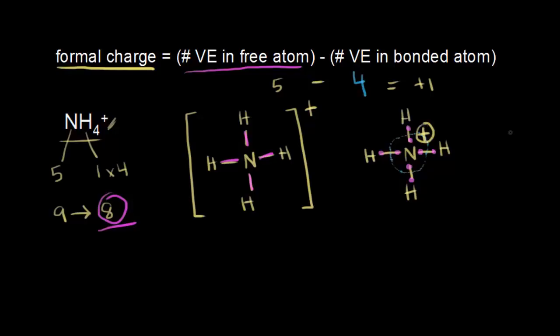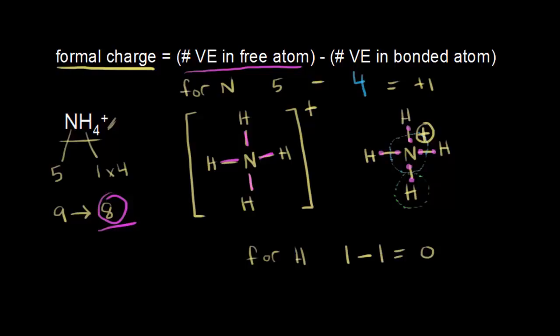Now let's do it for hydrogen here. Hydrogen's in group 1 on the periodic table. So let me just point this out. This is for nitrogen. And then for hydrogen, it's in group 1, so 1 valence electron in the free atom, and from that we're going to subtract the number of valence electrons in the bonded atom. If we look here, we assigned 1 valence electron to each hydrogen, so therefore it's just 1 minus 1, or 0. So there's 0 formal charge for all of the hydrogens in the ammonium cation. And that's how to assign formal charges.